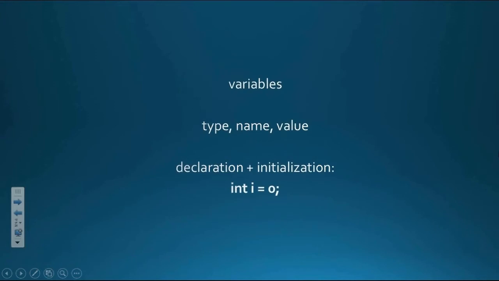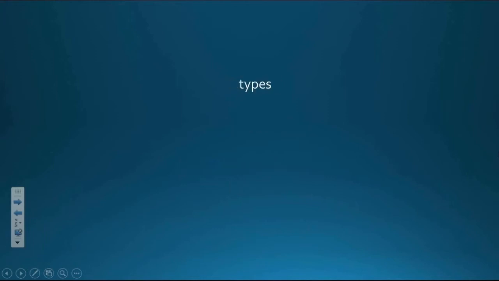You can also do a declaration plus an initialization. I've been using this shorthand throughout the course so far, where I can declare something and then later on set it to something, or I can do both at once, where I say int i is equal to 0. Now I've both declared the variable, I've said give me this bucket, and I'm telling it what to put inside the bucket. So int i is equal to 0.